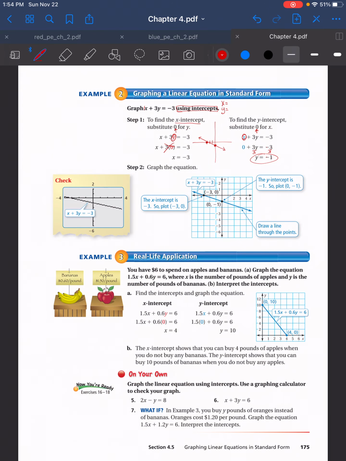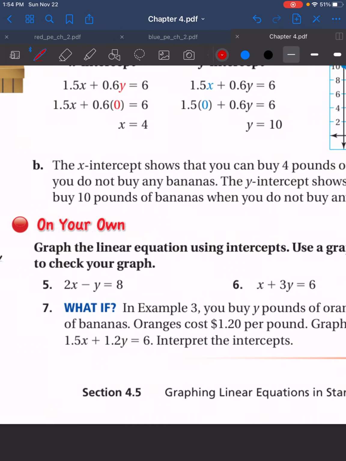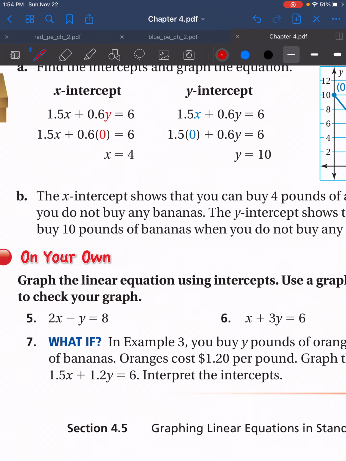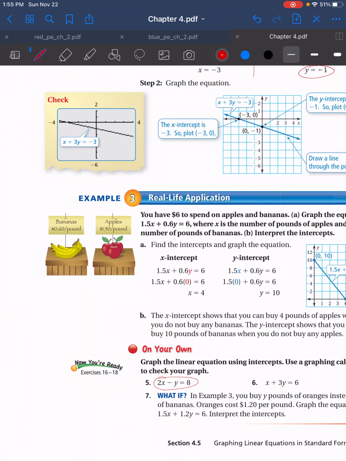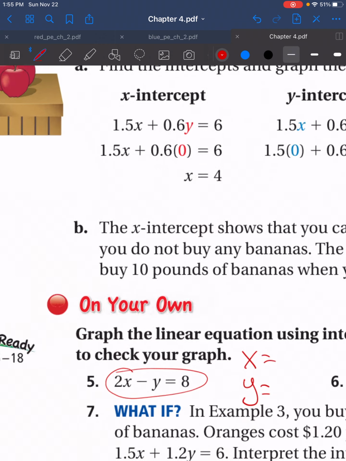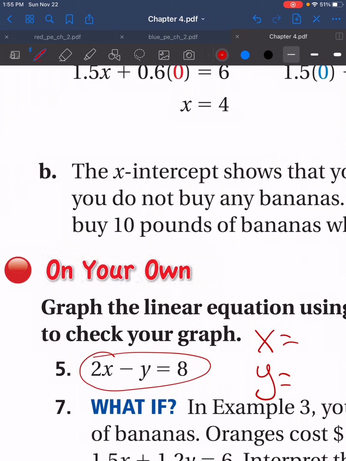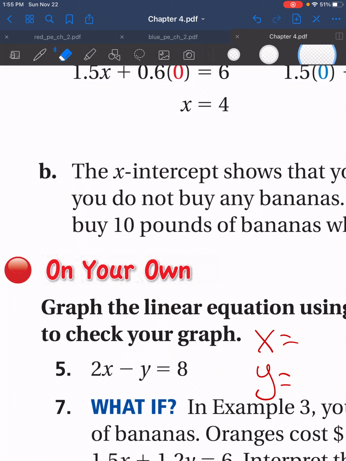Let's do, on your own, 5 and 6. Please write these ones in your notes. If I told you to graph this equation by only using the intercepts, not changing it to slope-intercept form, first thing I need to do is find my x and find my y. If I want to find my x, I have to plug a 0 in for y, okay? Let me erase my circle. Let's plug a 0 in for y.